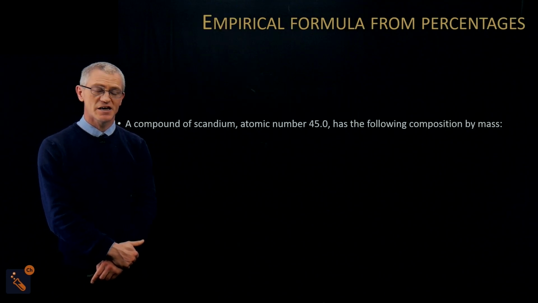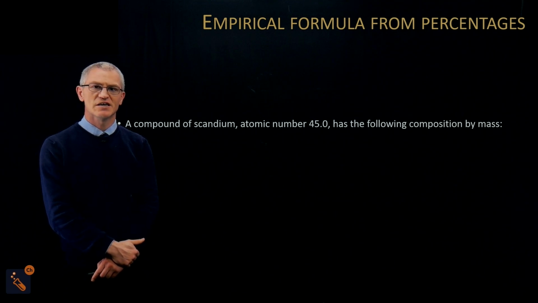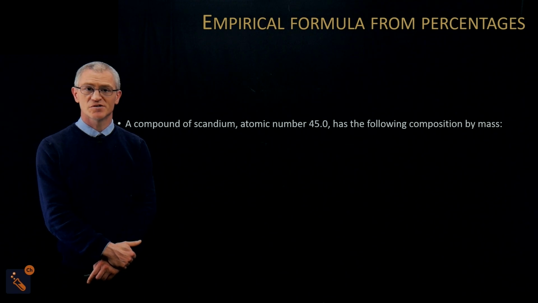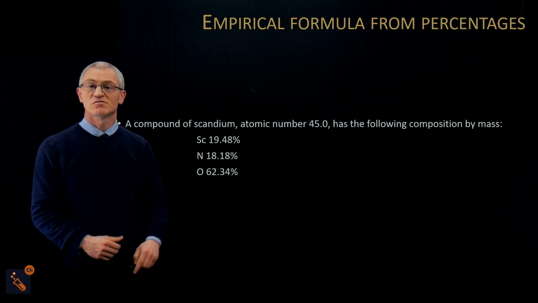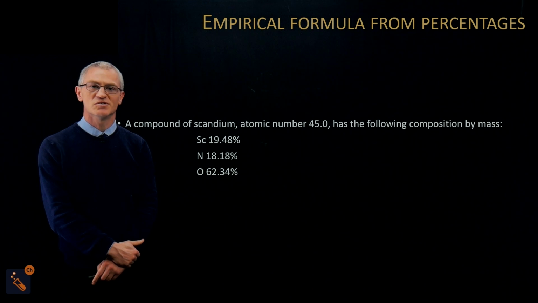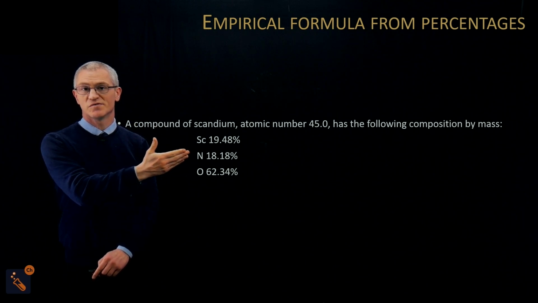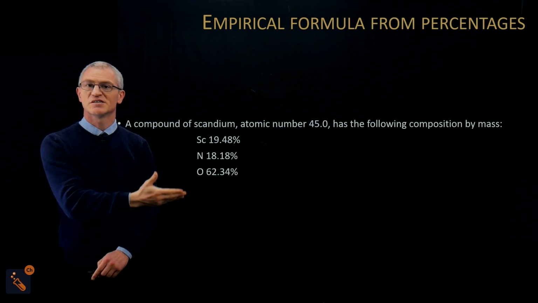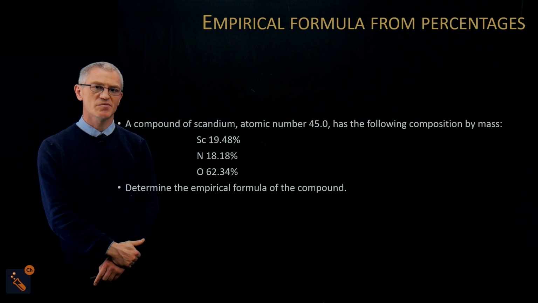So a common question, and this can often be found as an MCQ in your second year of A-levels, is: a compound of scandium, atomic number 45, has the following composition by mass. And so it gives you percentages. And those percentages should, if the question's done right, add up to 100%. So because they add up to 100%, you can treat these almost like a mass. So you can say 19.48 grams, 18.18 grams, because it's a percentage. Now, this question wants you to determine the empirical formula of the compound.